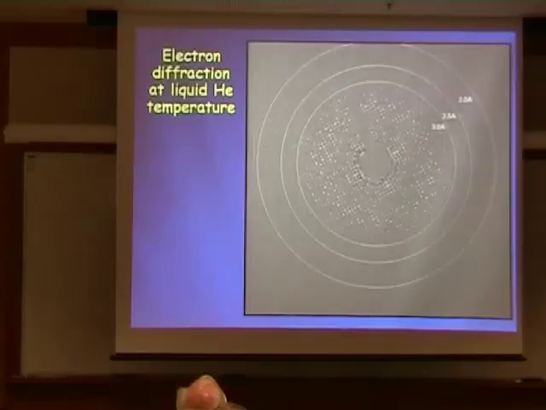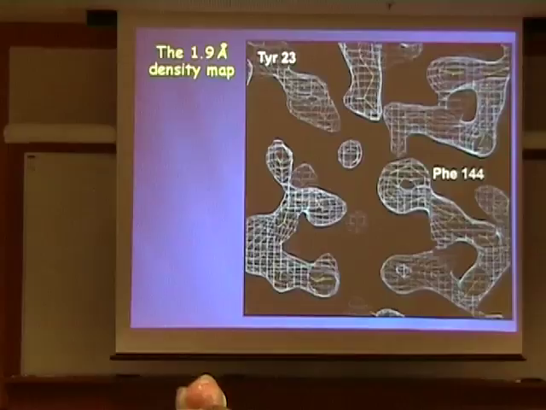So this is a part of the density map. You have seen this before at 1.9 angstroms. This is close to the waterfall. Here is an aromatic residue, a phenylalanine. This is the aromatic ring, and you can see nicely the hole in the middle. Up here, we have a tyrosine. Again, this is the aromatic ring with the hole, and then we have some extra density here for the hydroxyl group, which is missing in the phenylalanine. So now you have fairly high resolution.